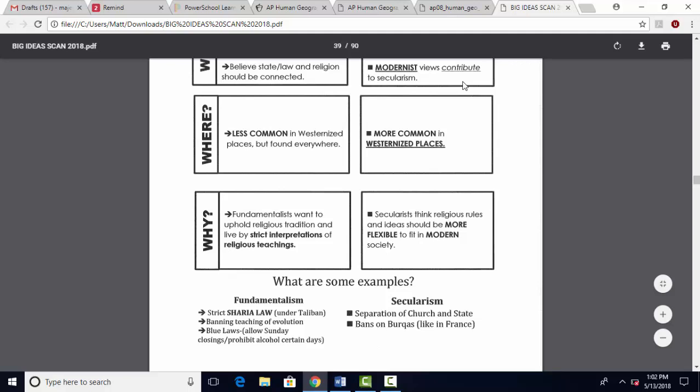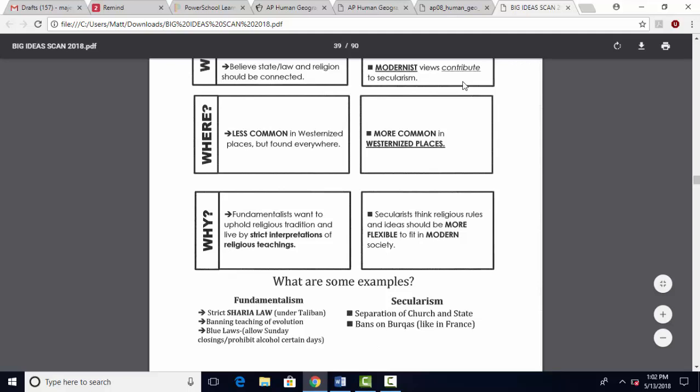Also, some fundamentalists in the United States, they want to ban things like teaching evolution, all right, because they think it's a violation of their creationist beliefs. And so that would be a fundamentalist thing where for religious reasons, you're trying to use your government or your laws in support of your religion or against those that your religion doesn't prefer.